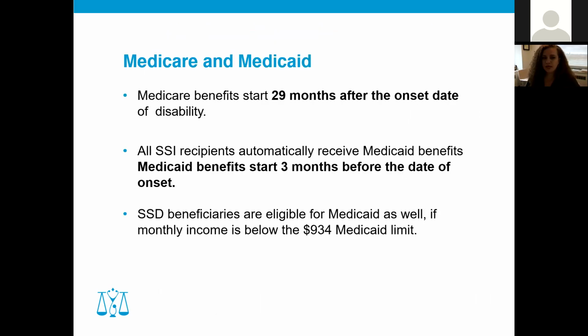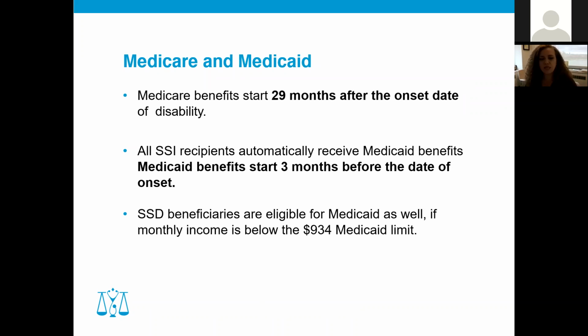So Medicare and Medicaid, that's tied to Social Security. It is. Medicare benefits will start 29 months after the onset date of disability. Now, the reason why it's not exactly 2 years is because there is a 5-month waiting period after the date of disability before a person is able to receive their benefits. And that gets added to the 24 months, which would equal 2 years. So that's how a lot of people who are younger have Medicare. I get that question all the time, is how is someone eligible for Medicare before age 65?